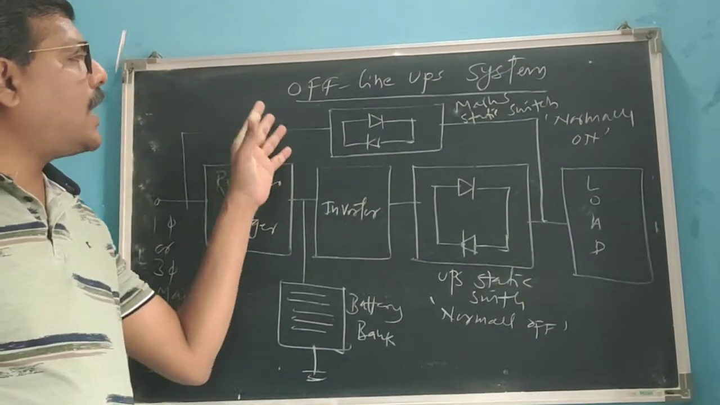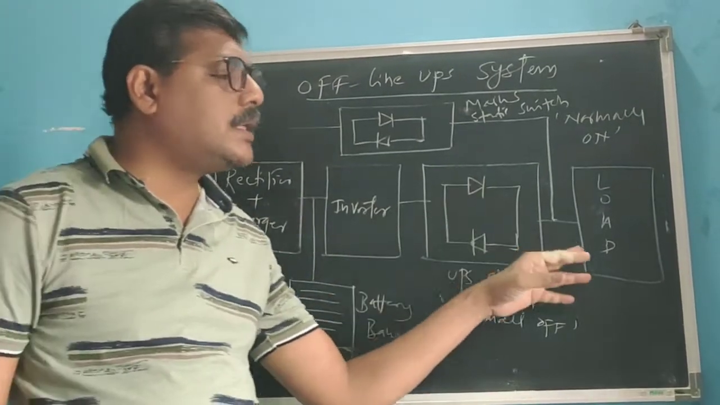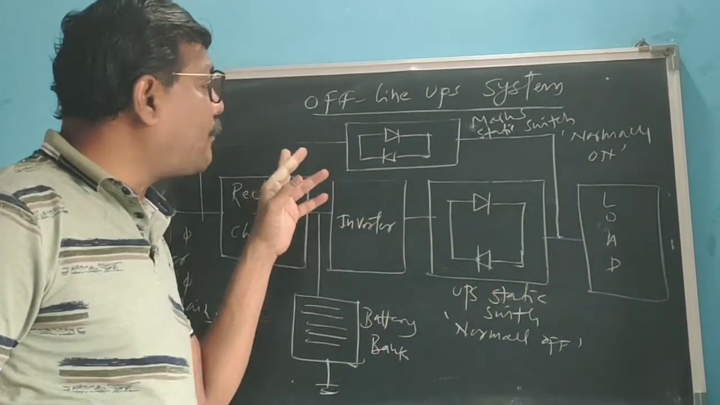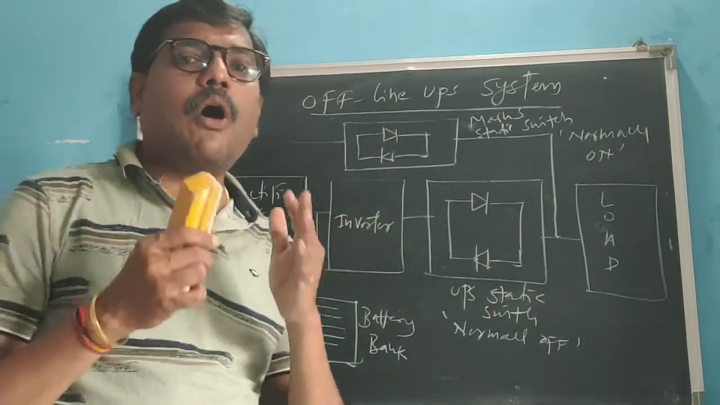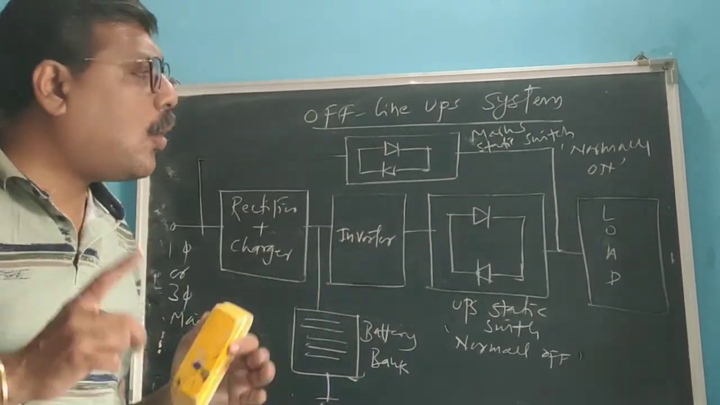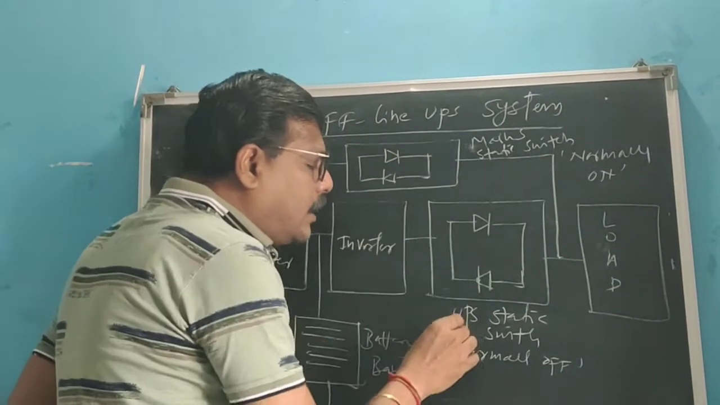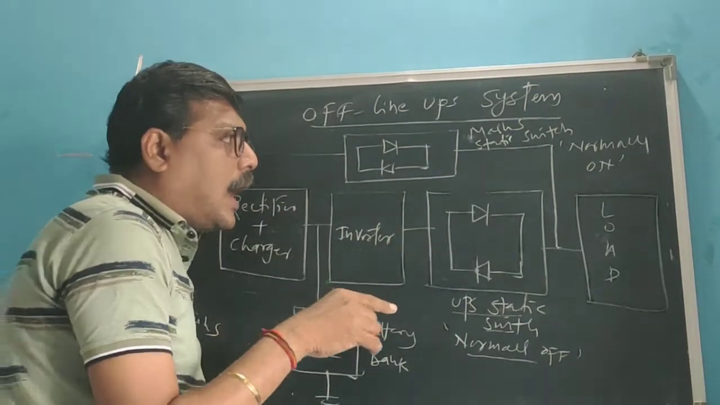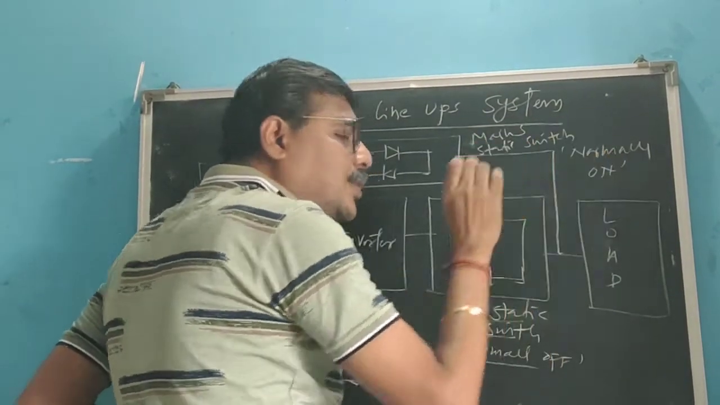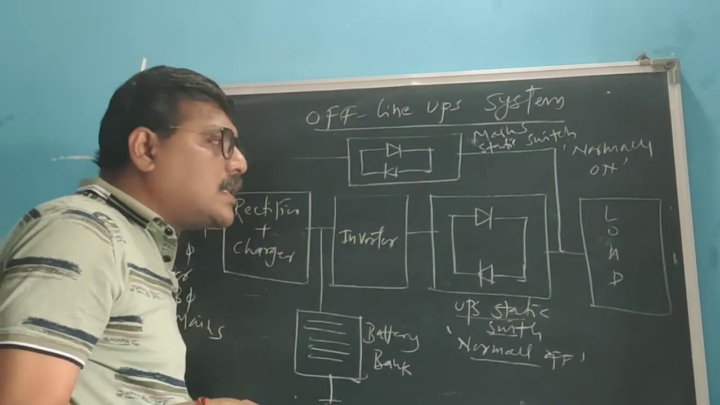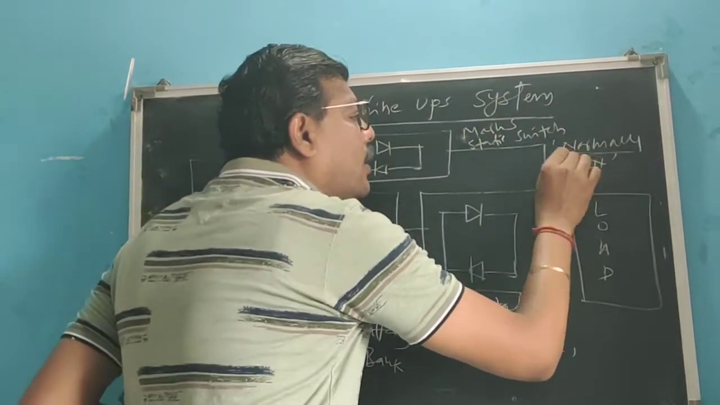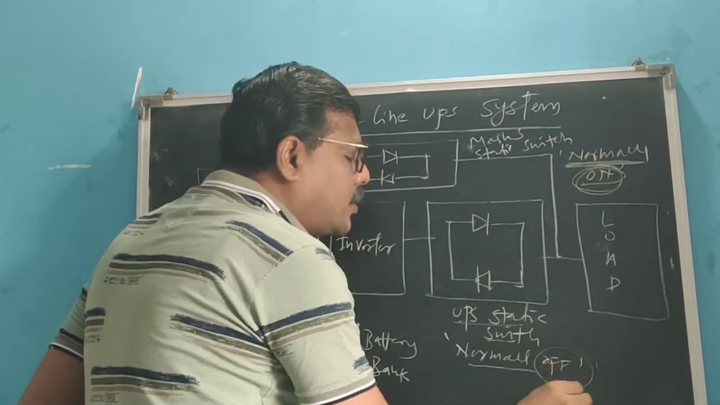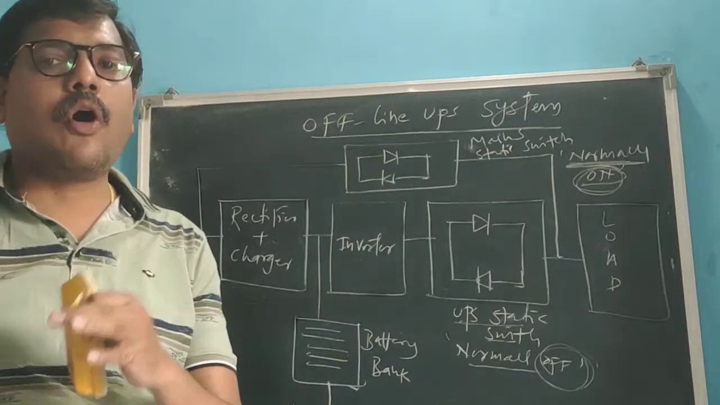The main difference between the offline and online system is that in the online system, the load is connected to the UPS system 24 hours. The offline UPS system is similar to the online system. The only difference is that in the online system, the UPS static switch is normally on and the main static switch is normally off. But in the offline system, the main static switch is normally on and the UPS static switch is normally off. So both are the reverse process in online and offline systems.